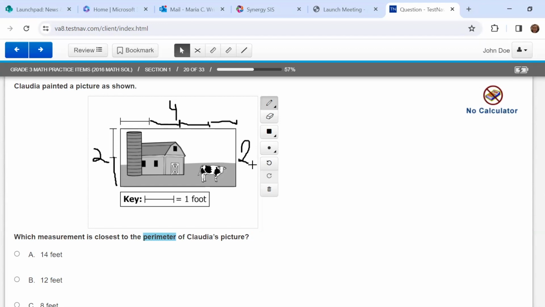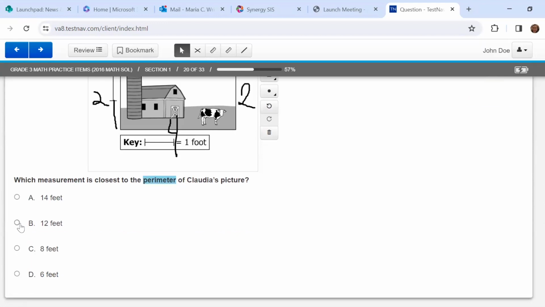So if there's 2 on that side, there's also 2 on this side. And if there's 4 on the top, there should be 4 on the bottom. I'm not done though. For the perimeter, I need to add all the sides together. 4 plus 2 is 6, 4 plus 2 is 6, and 6 plus 6 is 12. So my answer is going to be 12 feet.